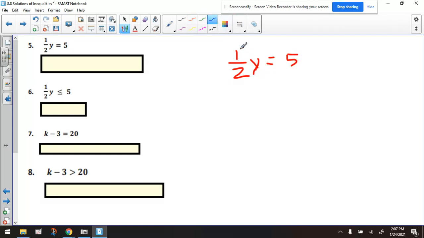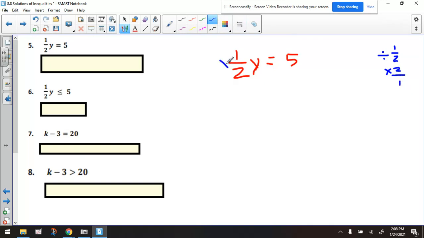Now, the inverse of this really means 1/2 times y. And what's the opposite of multiplying by a half? It's to divide by a half. And I just want to remind you that dividing by a half is the same thing as multiplying by the reciprocal, which is 2 over 1. So that's what we're going to do.